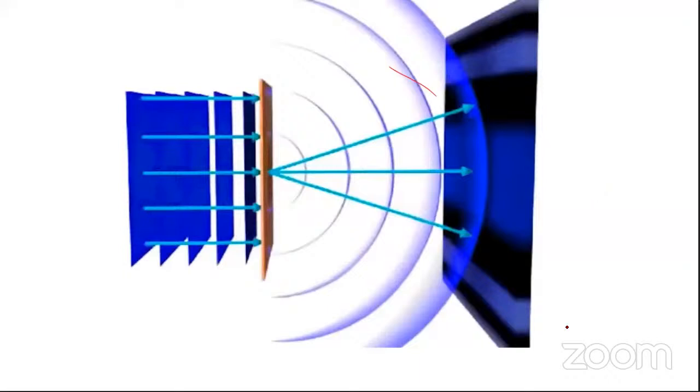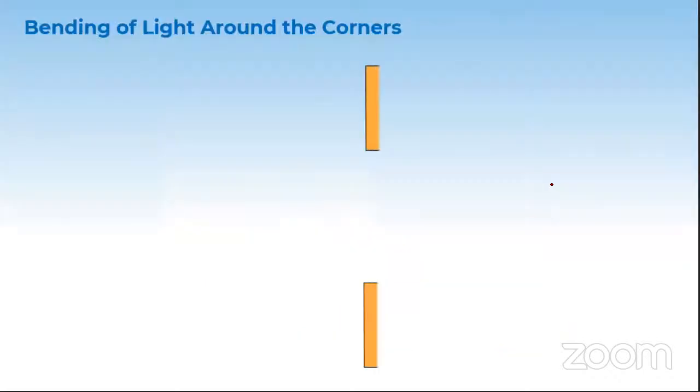So, very simple. Light enters a small slit. It bends away, it is getting diverged, and it's creating a diffraction pattern. Now let us understand why we get the diffraction pattern and why this occurs in the first place.